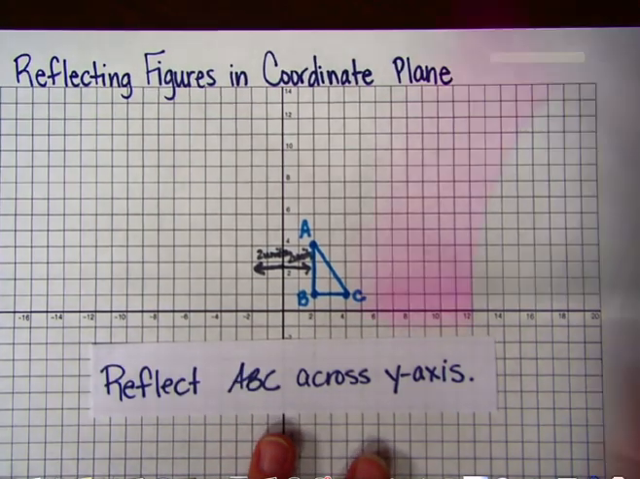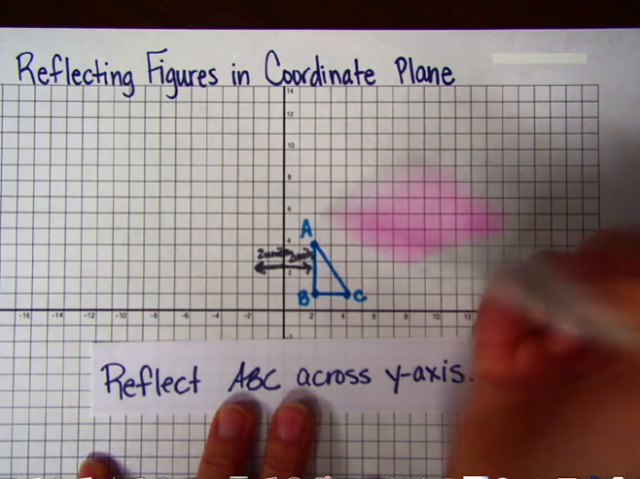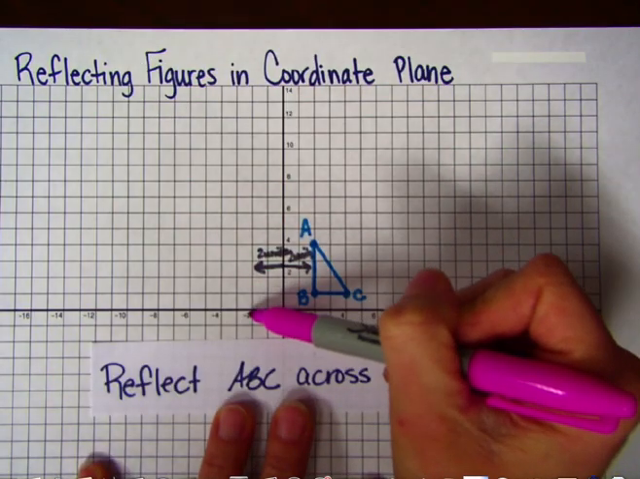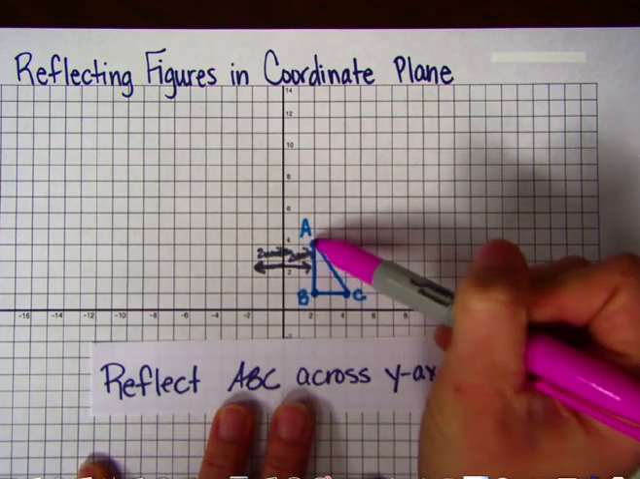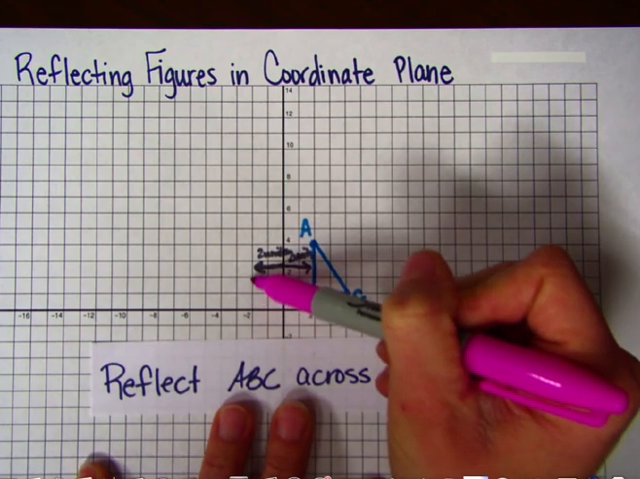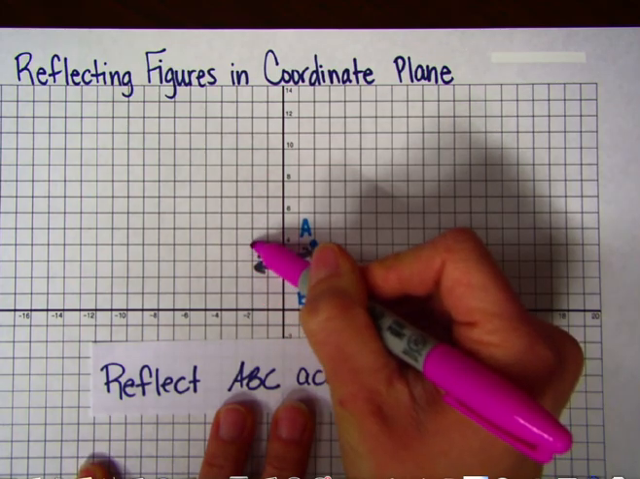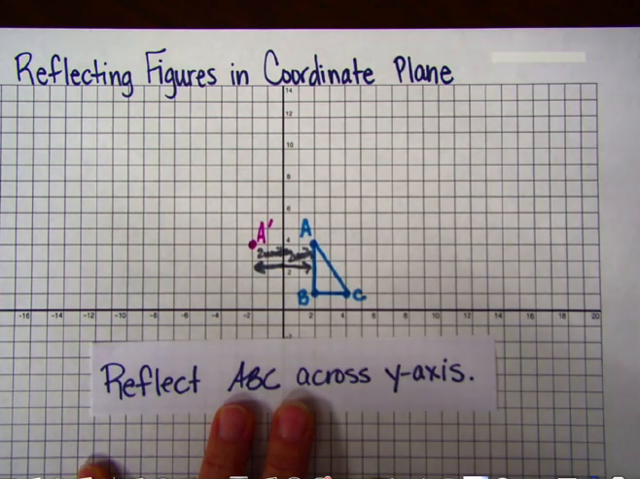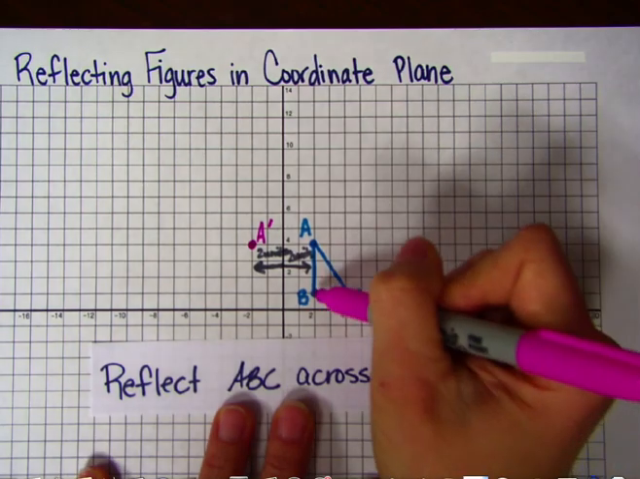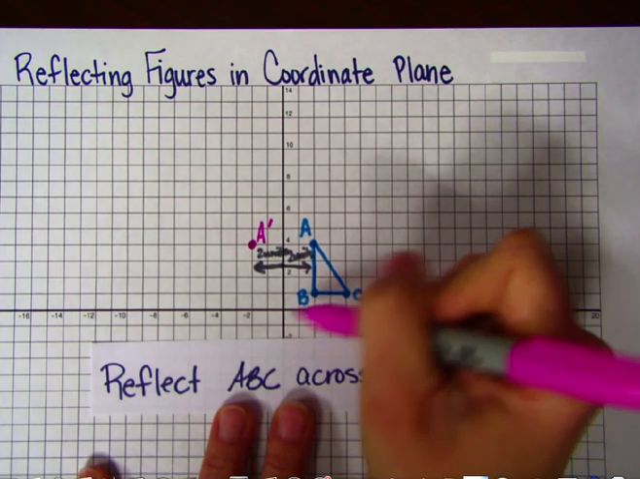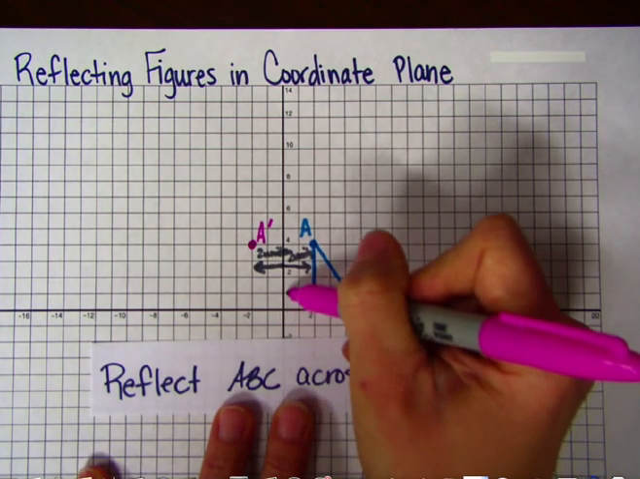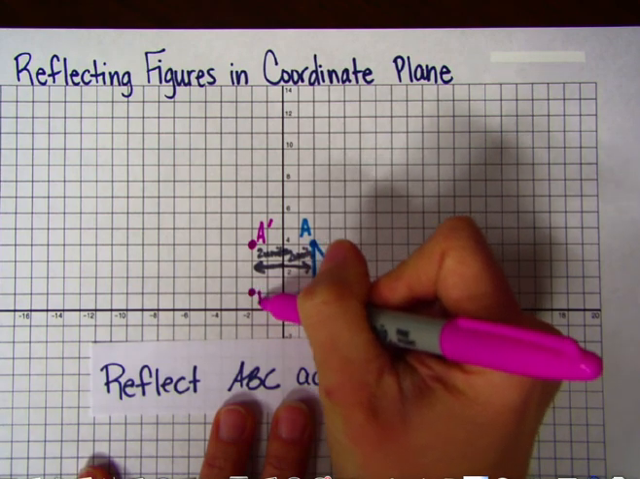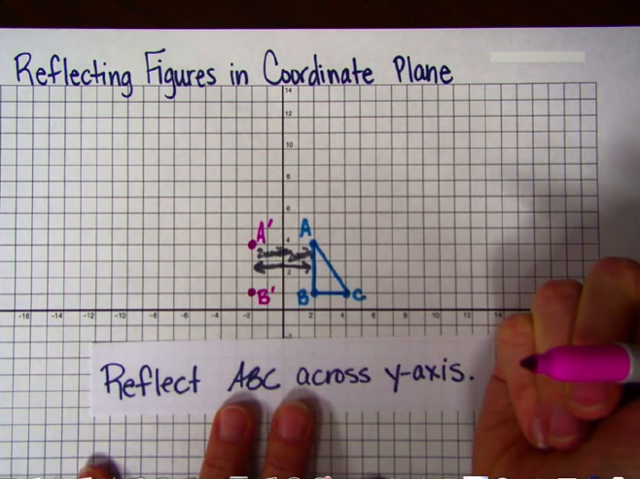Okay. So A is still going to be the same point, it's just going to be flipped on the other side. So I'm going to go over 2 units, 1, 2, and I'm going to go up to 4. 1, 2, 3, 4. And this is A prime. B is going to go over 2, 1, 2. It's going to go up 1. And that is B prime.